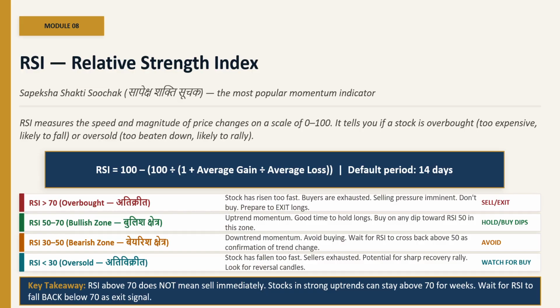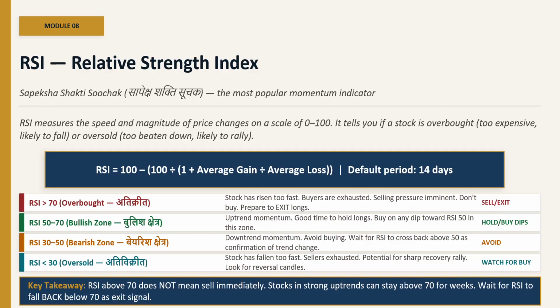RSI 50 to 70. Bullish momentum zone. Stock is in an uptrend. Pullbacks to RSI 50 in this zone are good buying opportunities. RSI 30 to 50. Bearish zone. Downtrend momentum. Avoid buying. Wait for RSI to cross back above 50 as a trend change signal.